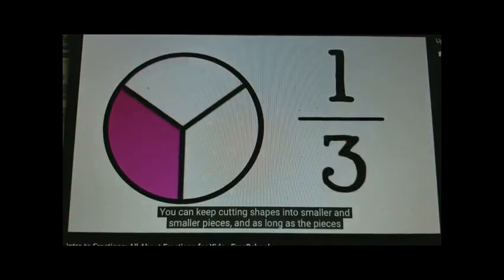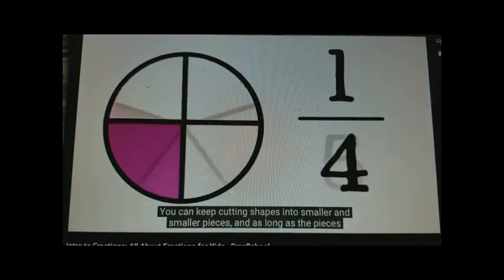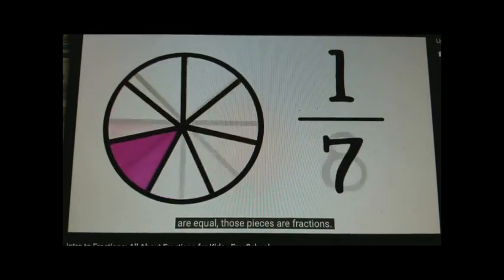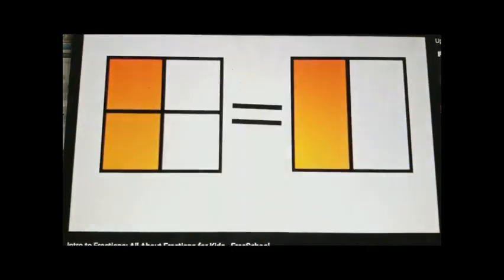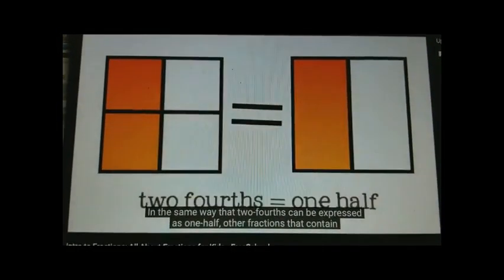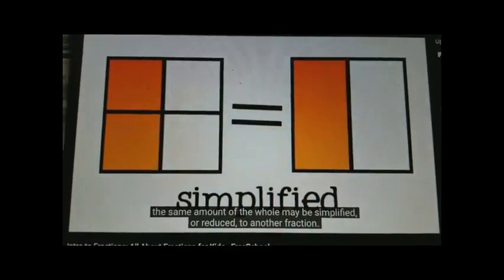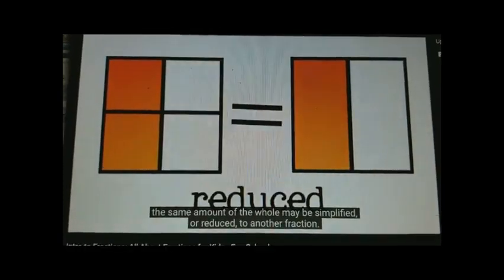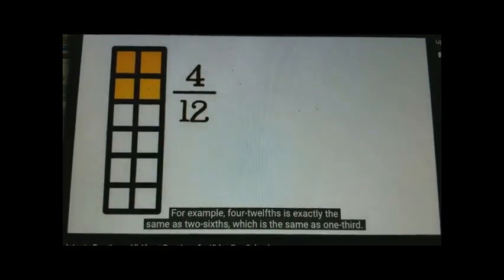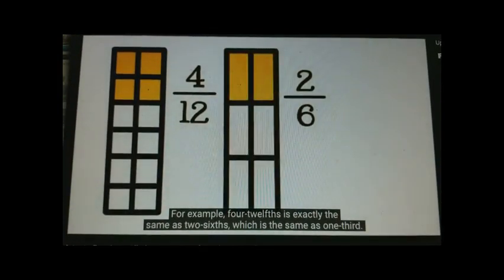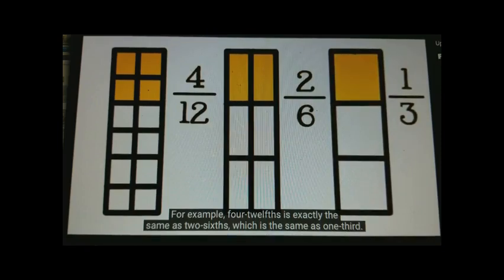You can keep cutting shapes into smaller and smaller pieces, and as long as the pieces are equal, those pieces are fractions. In the same way that 2/4 can be expressed as 1/2, other fractions that contain the same amount of the whole may be simplified or reduced to another fraction. For example, 4/12 is exactly the same as 2/6, which is the same as 1/3.